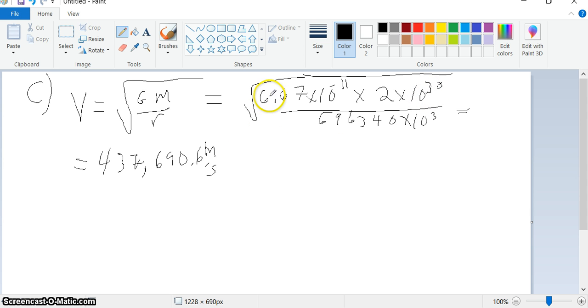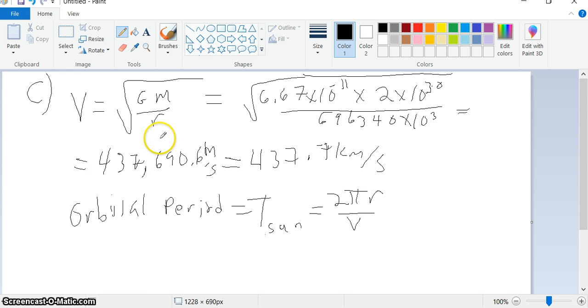So this becomes 437,690 or so meters per second. So let's change that, of course, to kilometers per second, because that's what we want. So it's approximately 437.7, let's just say, kilometers per second, okay? So we're comparing that, and let me get back to the problem.